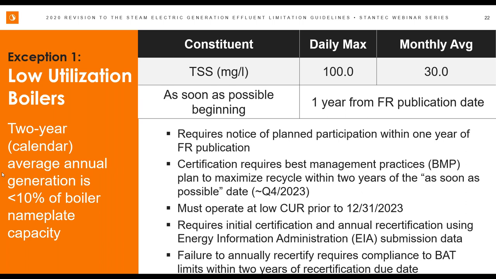It requires initial certification and annual recertification. It's very similar to what I mentioned with the FGD units, using EIA submission data. And then once again, failure to annually recertify requires compliance to the BAT limits within 2 years of recertification date.